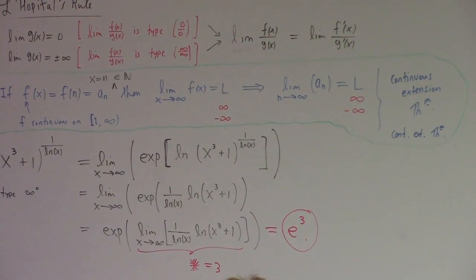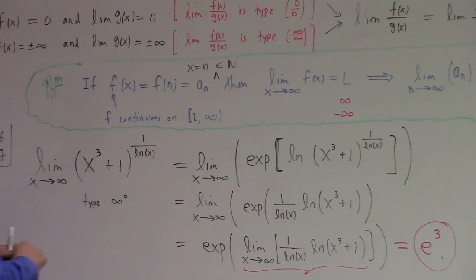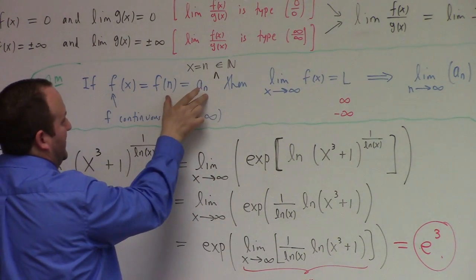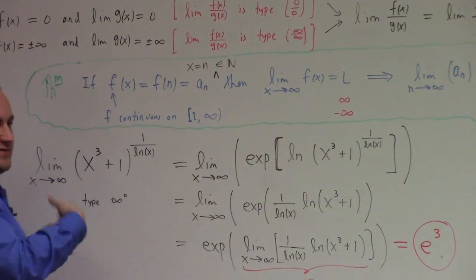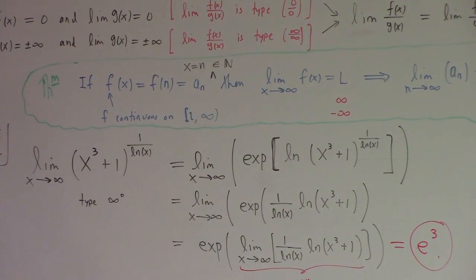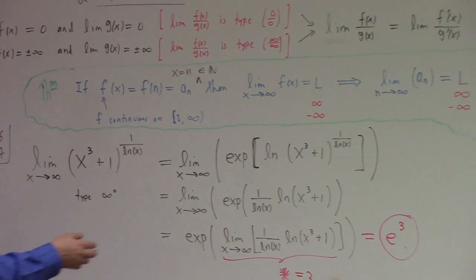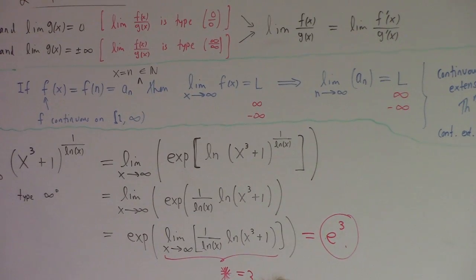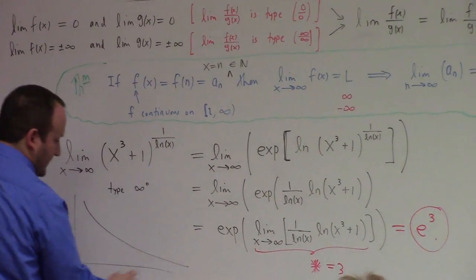All right. In other words, more to the point, f of n is equal to a sub n, where f of x is defined for x being any real number. Suppose f is continuous from 1 to infinity in particular. So graphically, here's the function f.